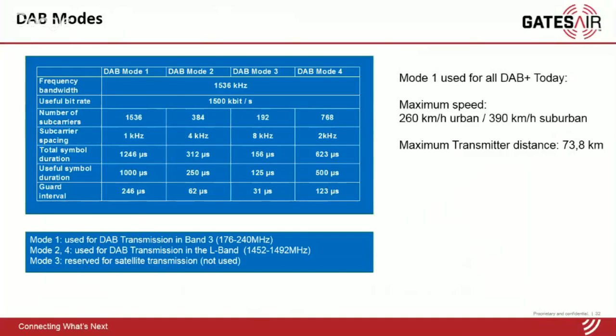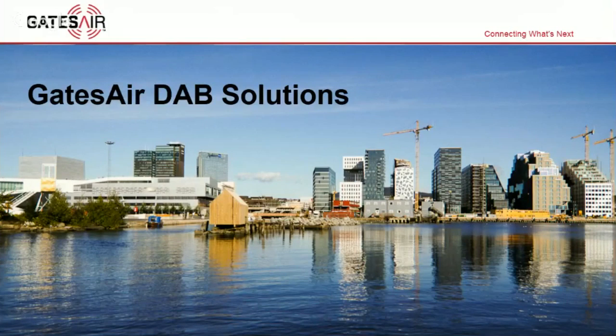In band 2 and 4, again, that's for L band, and then band 3 was reserved for satellite transmission and is not used today. So again, it's about speed, capacity, and robustness. So that's the basic layout of the system and how the pieces go together.